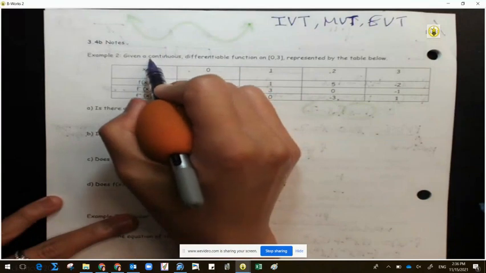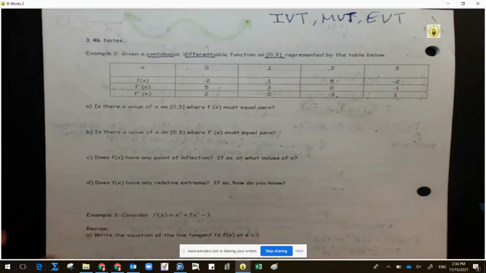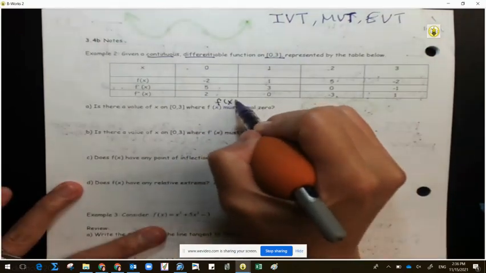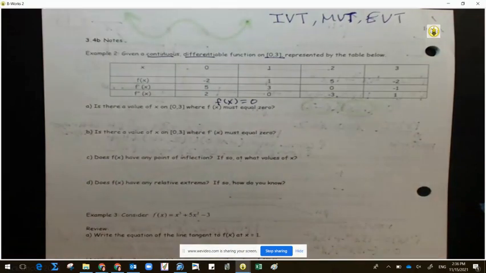All right, our example 2, Luke, go ahead and read. Given a continuous differentiable function on the interval [0, 3], represented by the table below. Is there a value of x on [0, 3] where f(x) must equal 0? So f(x) must equal 0, meaning the y value is equal to 0.